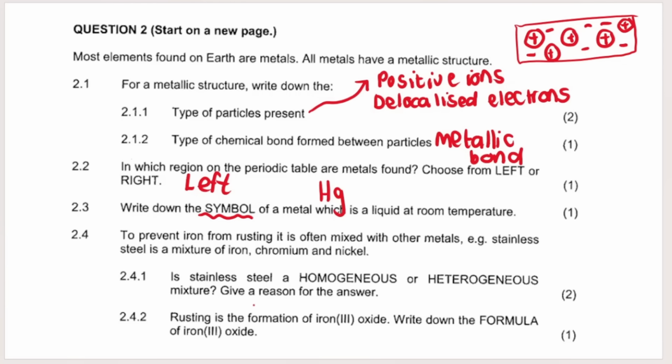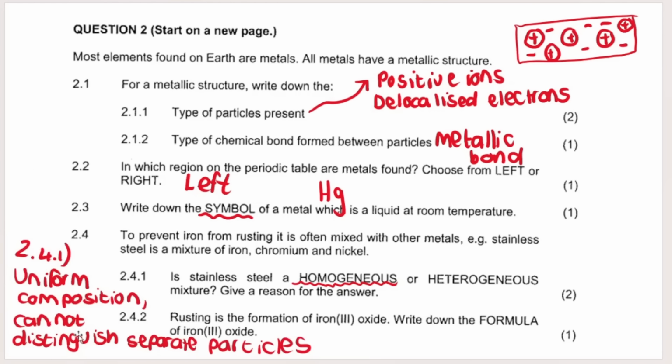Now the answer is homogeneous, and the reason is because stainless steel has what we call a uniform composition, and that means that the separate particles cannot be distinguished. We can't tell them apart. We can't say, oh, there's the iron, there's the chromium, there's the nickel. It all looks uniform. It all looks the same. Another way to explain it is to say that all the components are in the same phase. So there we go. There's your answer.